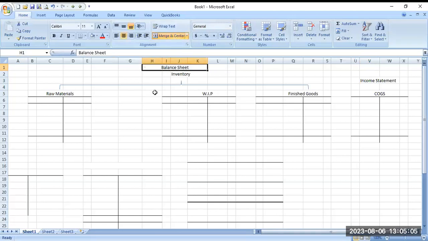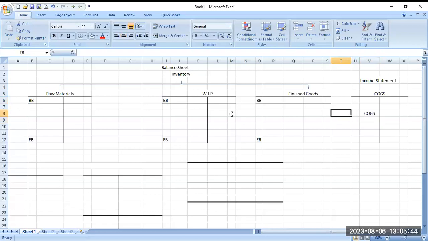Let's merge those. Here we go. Now, since those are inventory accounts, you're going to have a beginning balance and an ending balance, right? Yes. And ending balance. All right. So the question is, how are we going to get this cost of goods sold? That's where the cost of goods sold is going to come from.